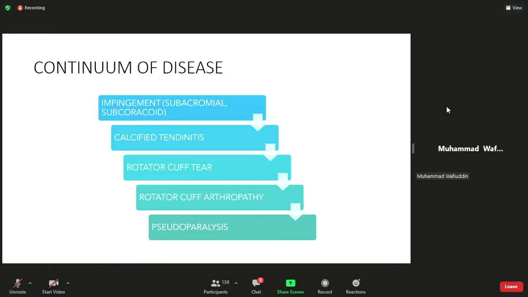And if the bone is affected because of the degeneration process, there is rotator cuff arthropathy, osteoarthritis of the shoulder, and after that is pseudoparalysis, where the patient cannot move the shoulder at all.